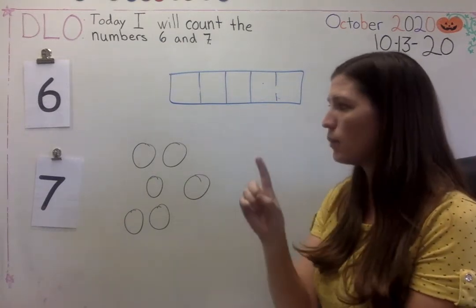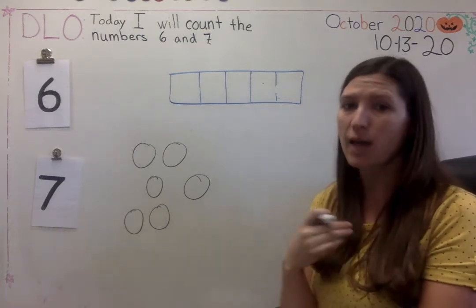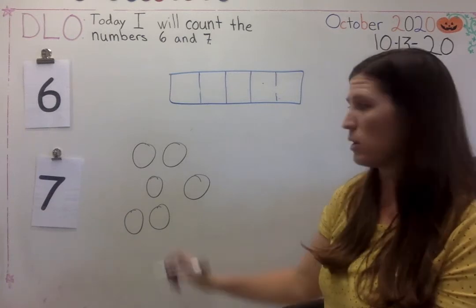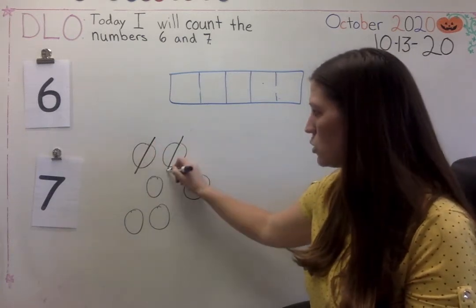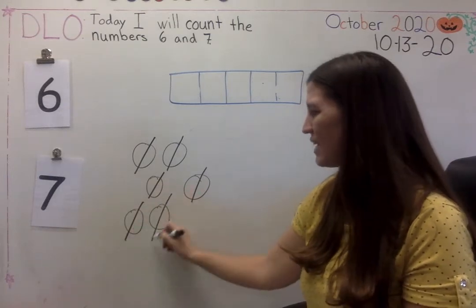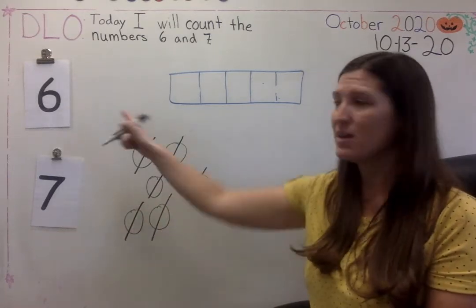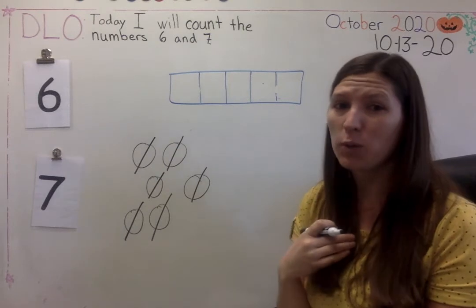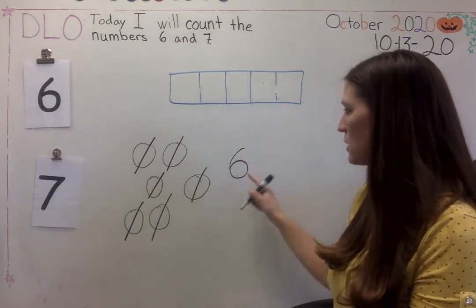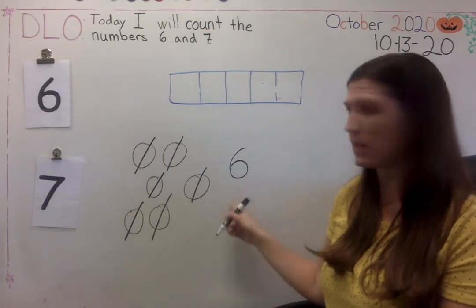Let's count. I'm going to do the cross out method because I think that's a really easy way to keep track of everything. So count with me. 1, 2, 3, 4, 5, 6. How many do I have? 6. I'm going to write the number to help me remember. 6. Make a loop until it sticks. That's the way you make a 6.